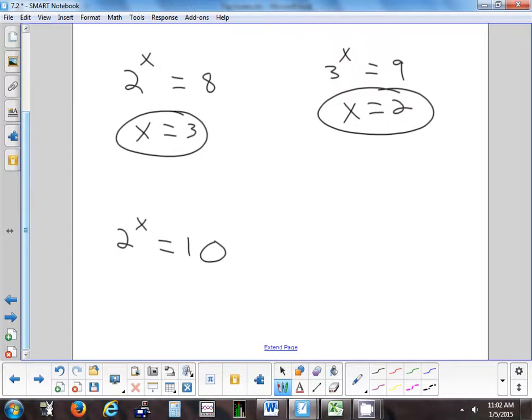2 to what power gives me 10? What makes that question a little harder than the other 2? It's the same setup: 2 to a power equals a number. But the number I chose on the other side makes this problem harder. Anybody tell me why?